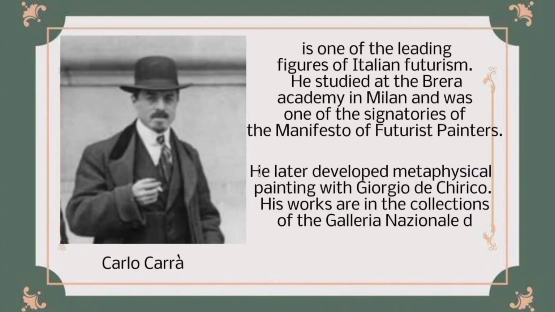Third is Carlo Carra. Carlo Carra is one of the leading figures of Italian Futurism. He studied at the Brera Academy in Milan and was one of the signatories of the Manifesto of Futurist Painters. He later developed metaphysical painting with Giorgio de Chirico. His works are in the collections of the Galleria Nazionale di Arte Moderna in Rome, the Museum of Modern Art in New York, and the Pinacoteca di Brera in Milan.